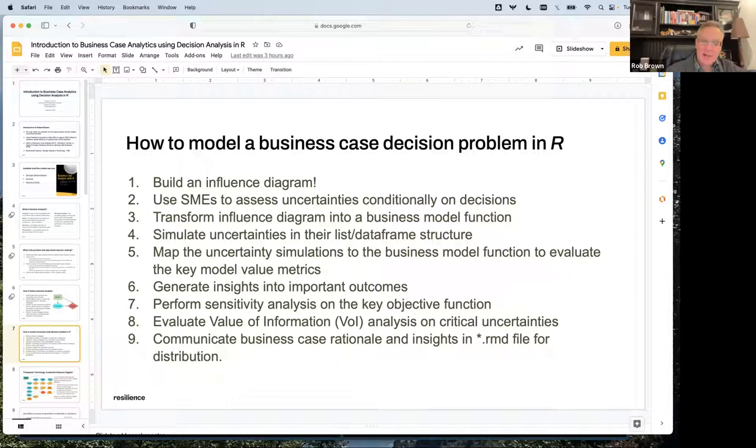So again, the very first thing in order to transform a business case analysis problem into a form that you can address with R, again, I emphasize, build an influence diagram. Let that be the guide for how you build your model in R. When you identify those key material uncertainties, you will need to identify proper subject matter experts to assess those uncertainties and to assess them conditionally on the decisions that are being made.